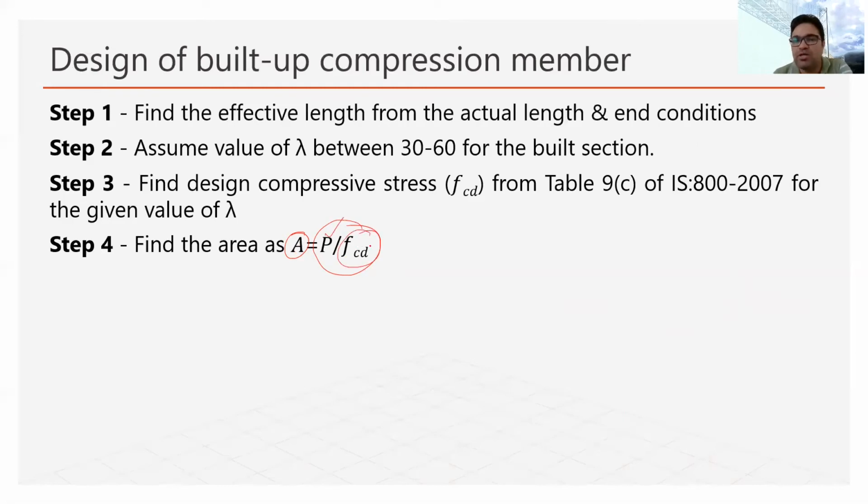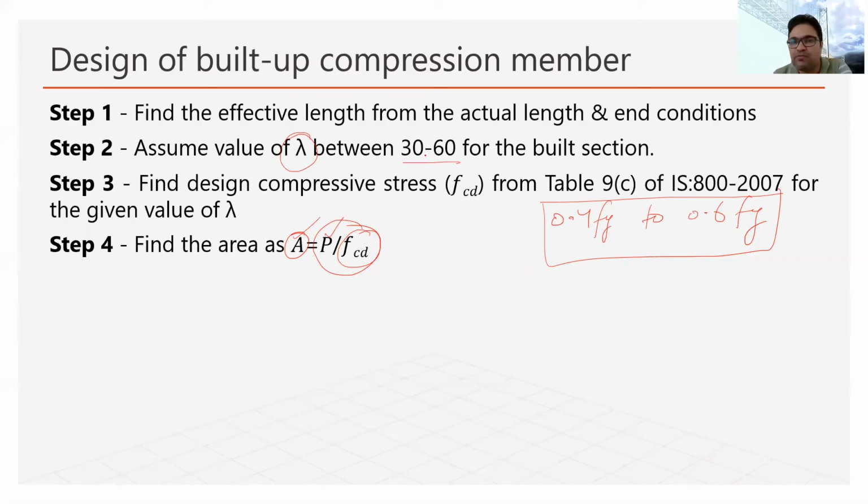So initially what we do is we assume the value of FCD. The FCD value can be assumed between 0.4 Fy to 0.6 Fy for the initial assumption. Initially we can assume this much. Now this is one way to get the area A. Another way is to assume the value of lambda, assuming a value of lambda between 30 to 60.